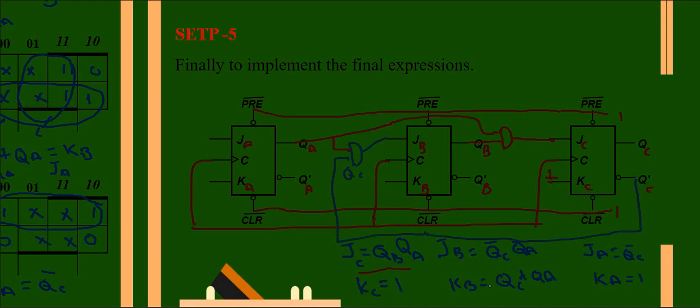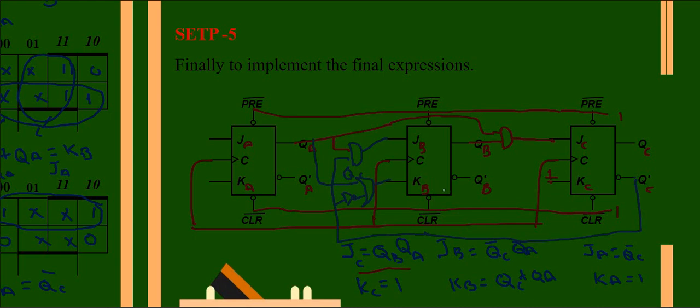In a similar way, KB is equal to QC plus QA. For the same, we have to take QC instead of QC bar. So take QC bar here and make one NOT gate, so you will get QC in this case. And you can take QA from this end. So take QA here and make the OR gate operation, connected to the KB portion.